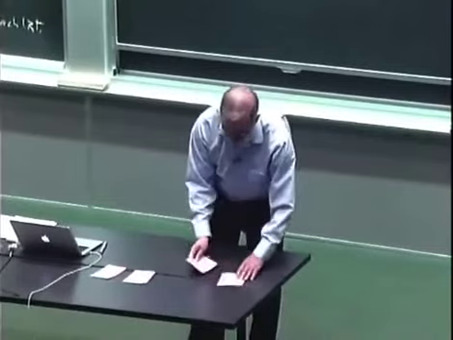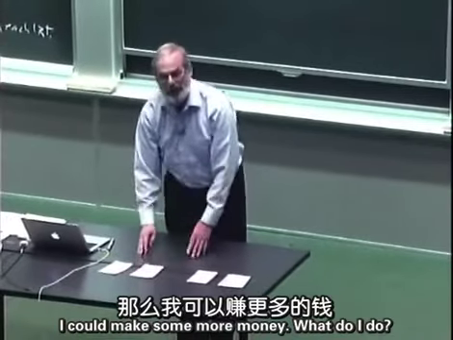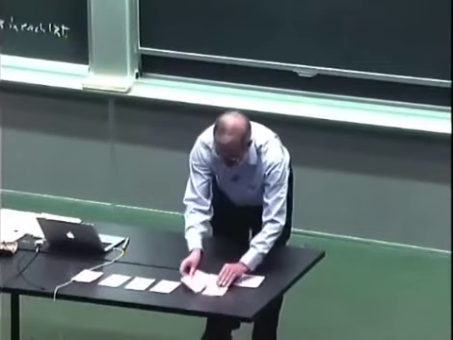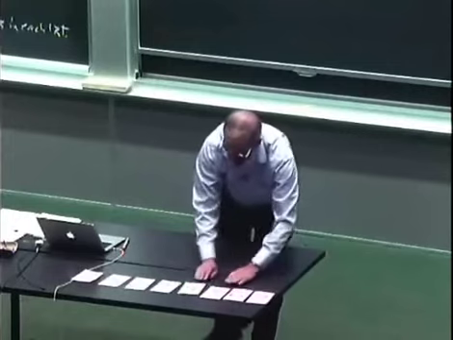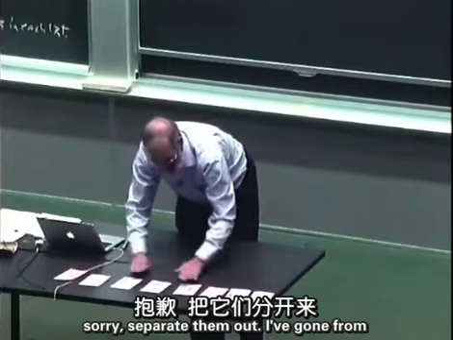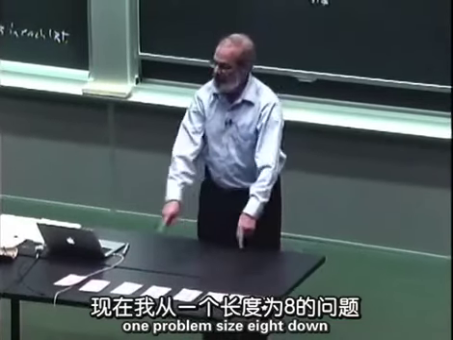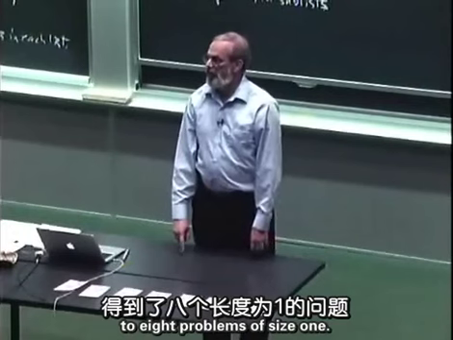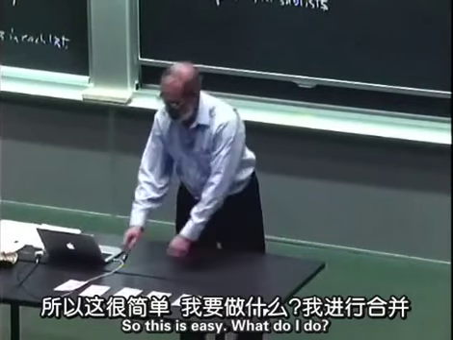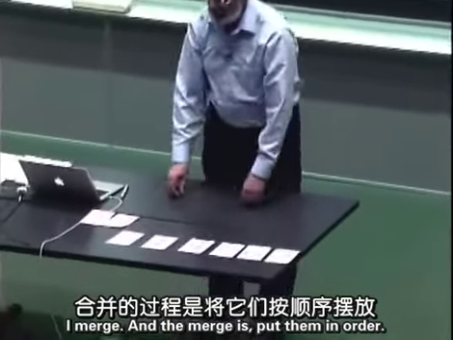Okay? You know, if I had like shells and peas here, I could make some more money, right? All right, what do I do? I divide them in half one more time. And let me cluster them, because really what I have, sorry, separate them out. I've gone from one problem of size 8 down to 8 problems of size 1. At this stage, I'm at my singleton case, so this is easy. What do I do? I merge. And the merge is, put them in order.